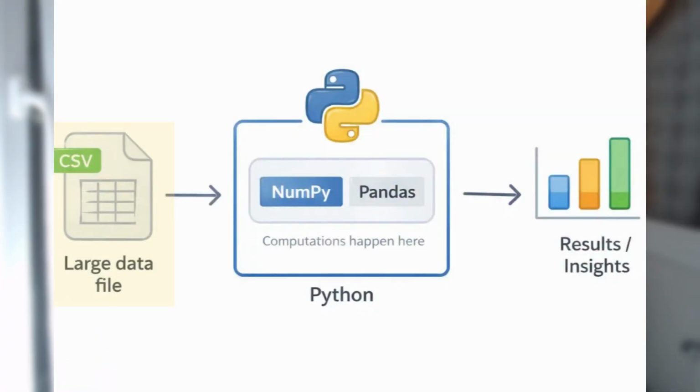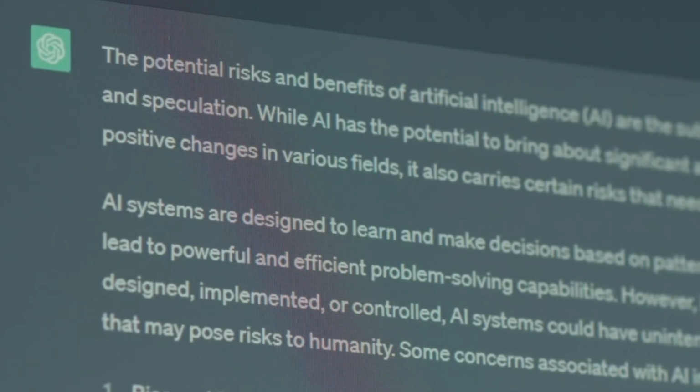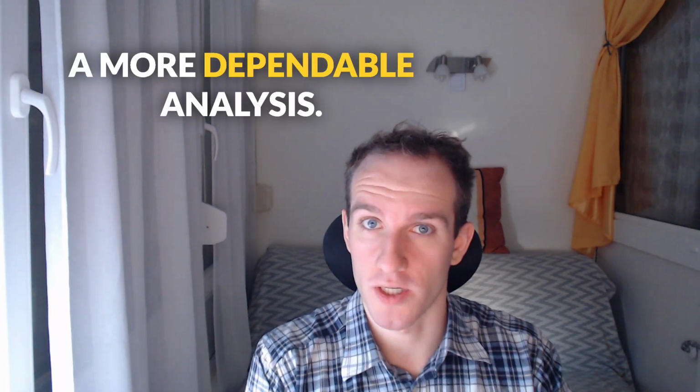Here's why. To analyze a large file, you usually have to load it into a tool first, like Python, then run the computations. And those computations are also utilizing tools in forms of Python libraries, like NumPy and Pandas. GPT is not doing any math itself because it's not particularly good at it. It's acting more like a coordinator. It chooses the right tools, runs the right operations, then explains what the results mean in plain language. Now that GPT is better at that tool orchestration, you will get a more dependable analysis.